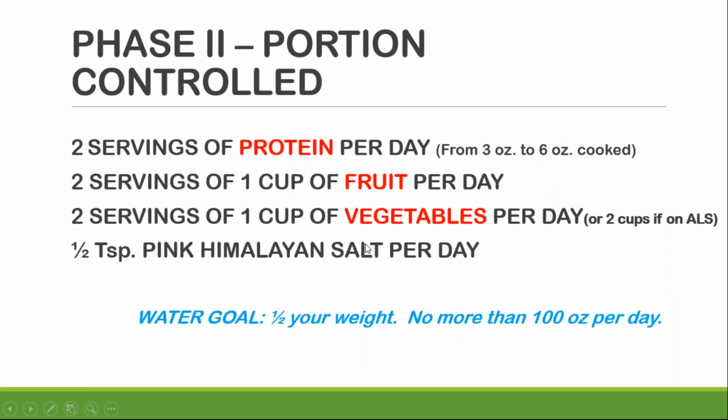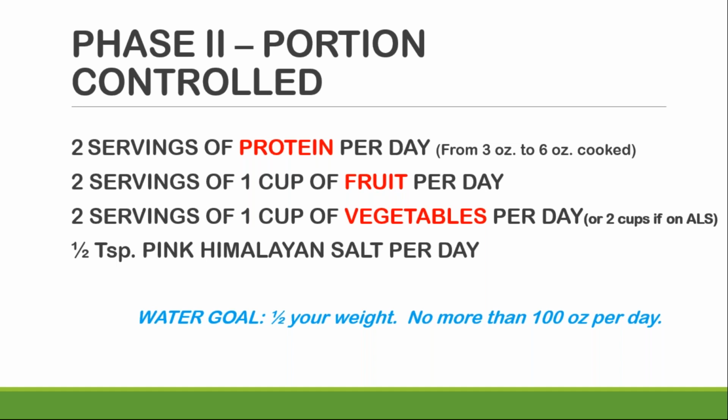So phase 2 is the portion controlled phase. So in addition to those formulas, you're also doing the diet. Now your specific servings will depend on what you were assigned, but in general, it's going to be 2 servings of protein per day, somewhere between 3 to 6 ounces. And please stick to the ounces you were given because that will be enough for you to get weight loss. So those proteins should be eaten at lunch and dinner, 2 servings of 1 cup of fruit, lunch and dinner, and 2 servings of 1 cup of vegetables, 1 at lunch and 1 at dinner.